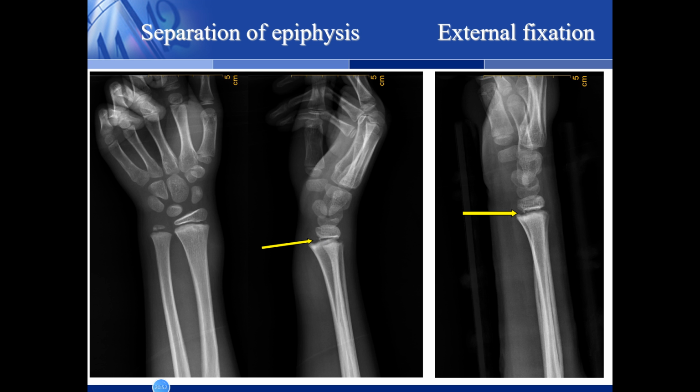The width is increased, and the epiphysis, here is the epiphysis. This is the metaphysis. They may be displaced. So we call it separation of epiphysis. And after external fixation, the position is returned right.